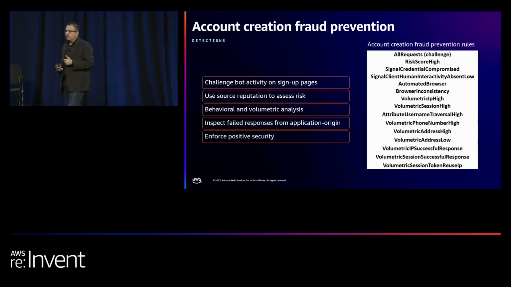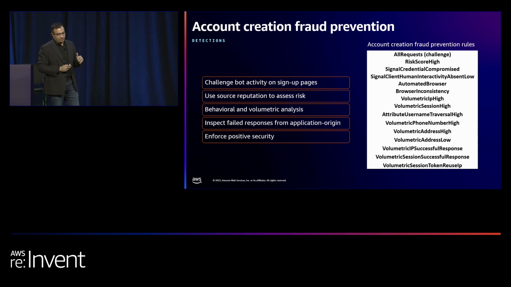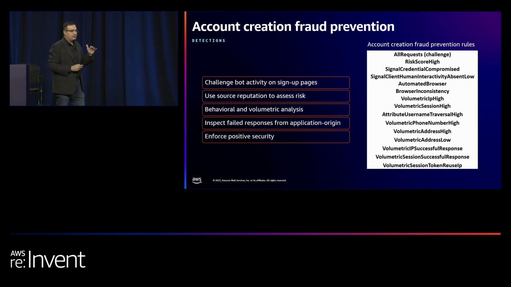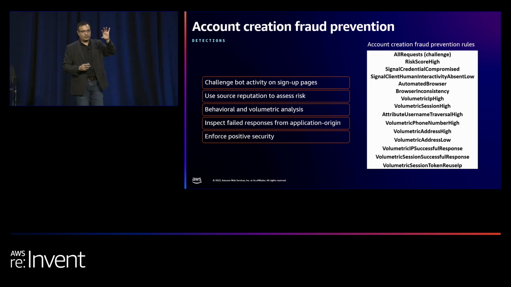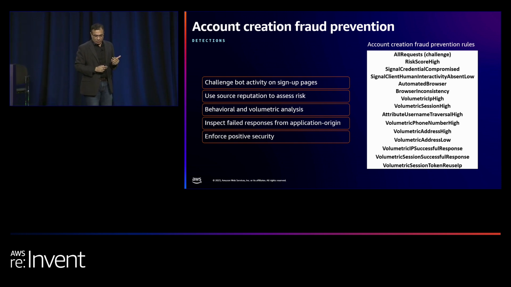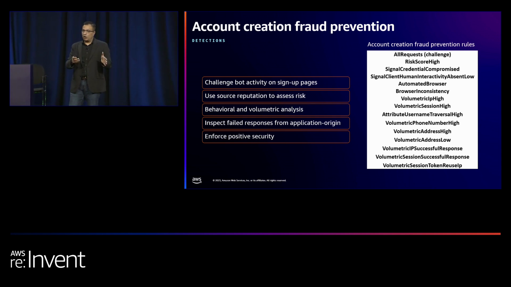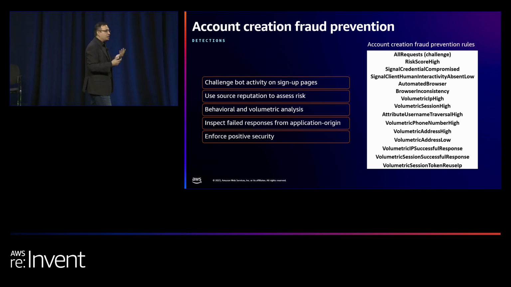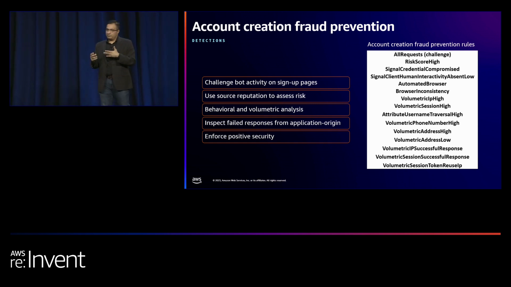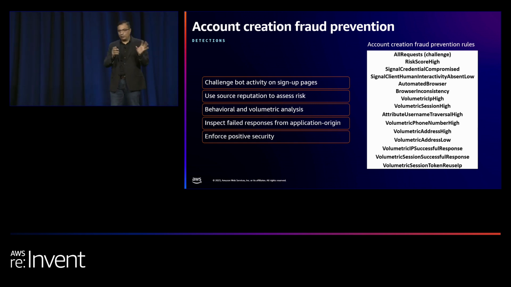When you enable account creation fraud prevention, a number of rules become available, and like we have seen, the rule actions for each one of those rules can be configured. I want to call attention to 3 things. The first is the rules are designed to automatically challenge bot activity on sign-up pages. Number 2, we use reputational scores such as reputations of IP addresses or email addresses associated with the requests. And based upon a risk score, we can block certain requests from creating accounts.